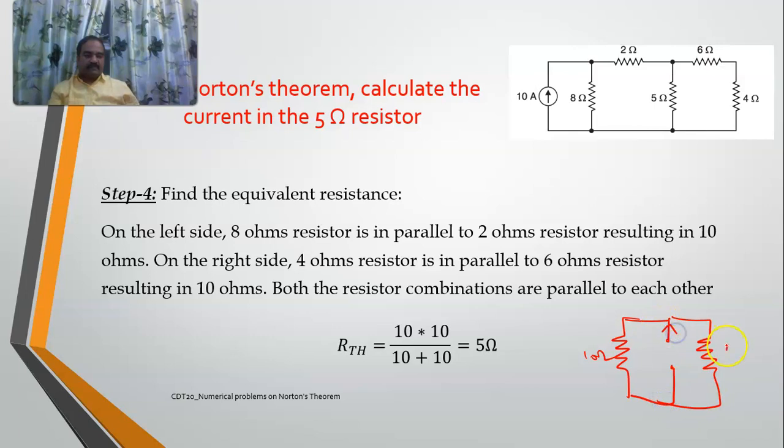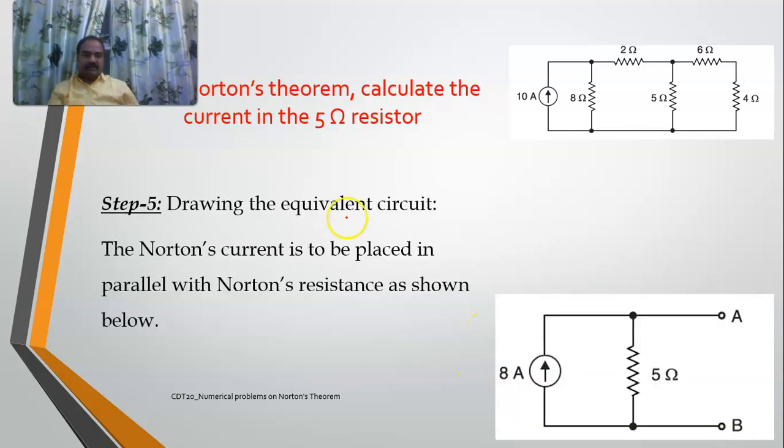So if the current starts from here, it will take two paths, either this path or this path, which means that both are in parallel. So R1 R2 by R1 plus R2, what are we getting? 5 ohms. Got it. So now what is the equivalent circuit? My equivalent circuit is IN is equal to 8 amperes. This is RN or RTH. This is 5 ohms. So this is my equivalent circuit. I have a current source in parallel with a resistance, Thevenin's resistance or Norton's resistance.